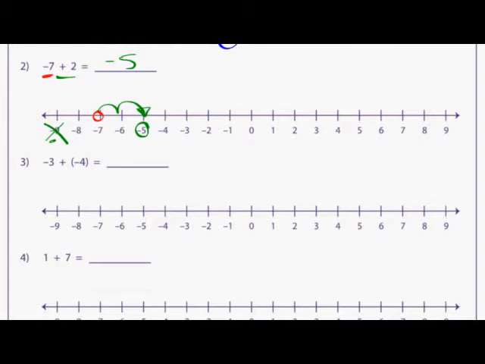Number 3. Here, we start at negative 3, and we are adding negative 4. This is the same as negative 3 minus 4, so we're going to the left. 1, 2, 3, 4, and we end up at negative 7.